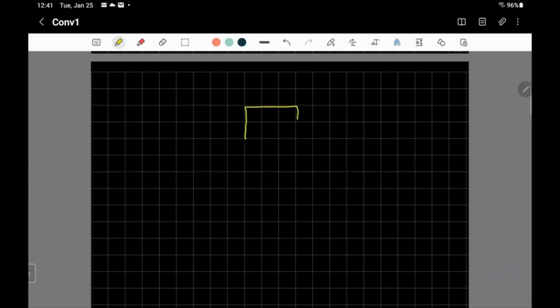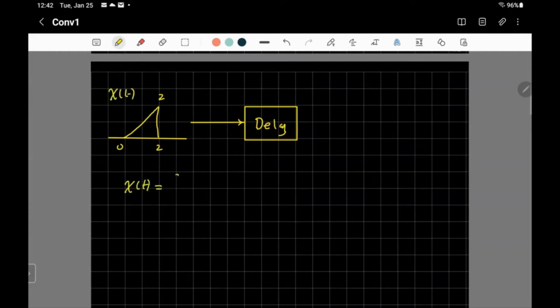That's a delay system. And the input was something different. Let's say a triangular wave from 0 to 2, and the height is equal to, that's x of t. So you can describe it as x of t is equal to, how do you describe this?